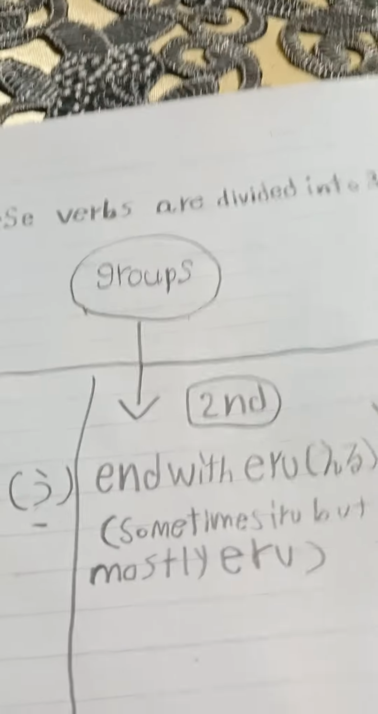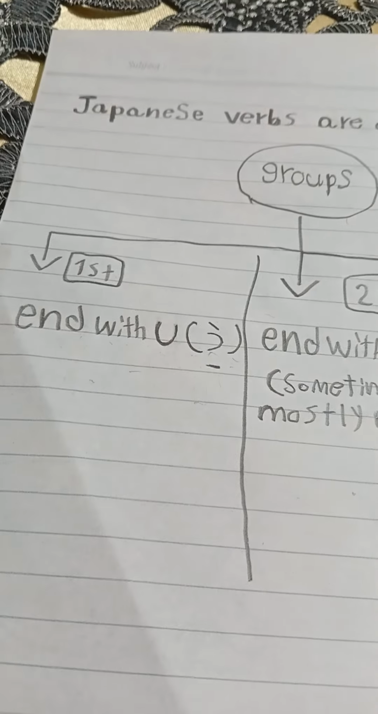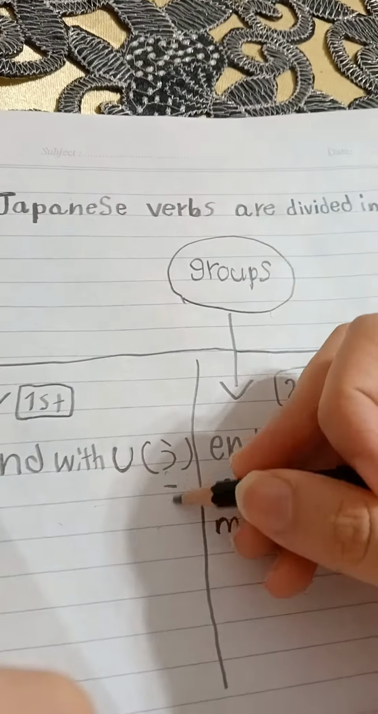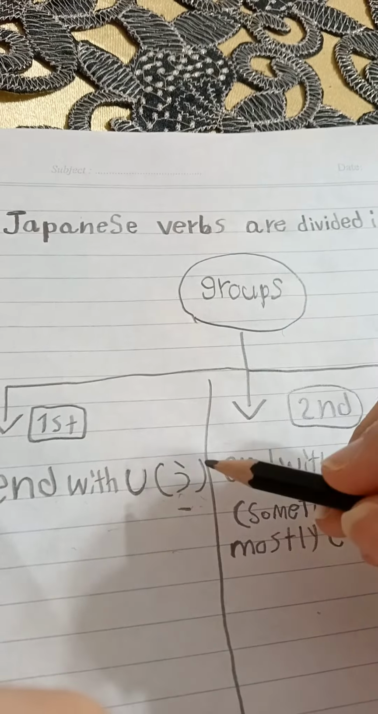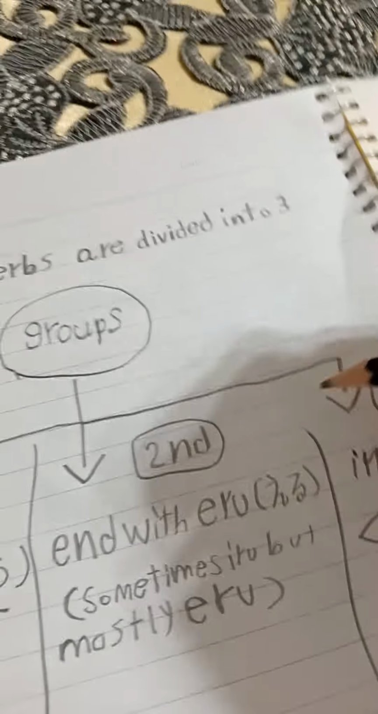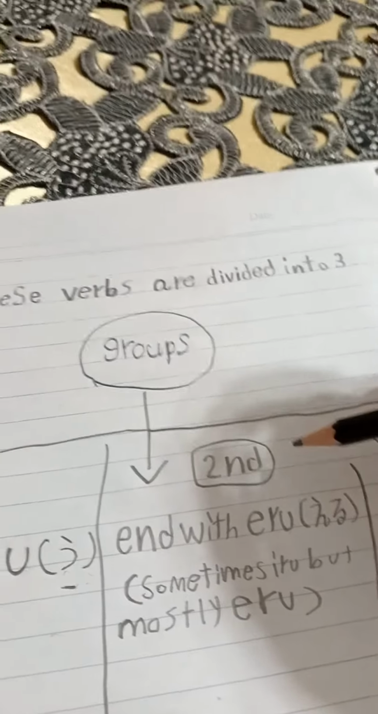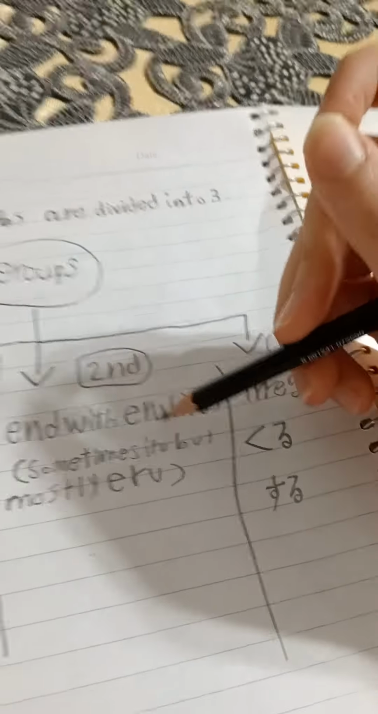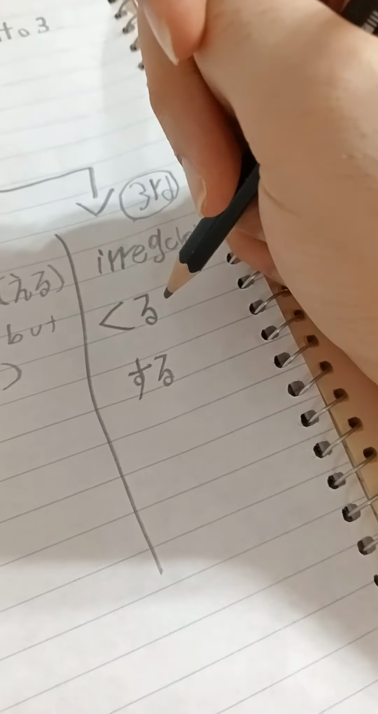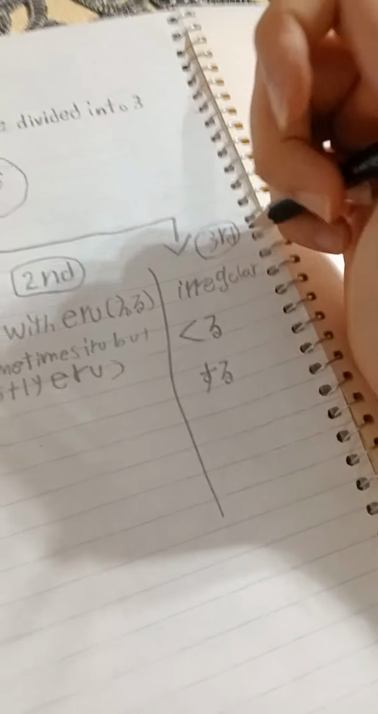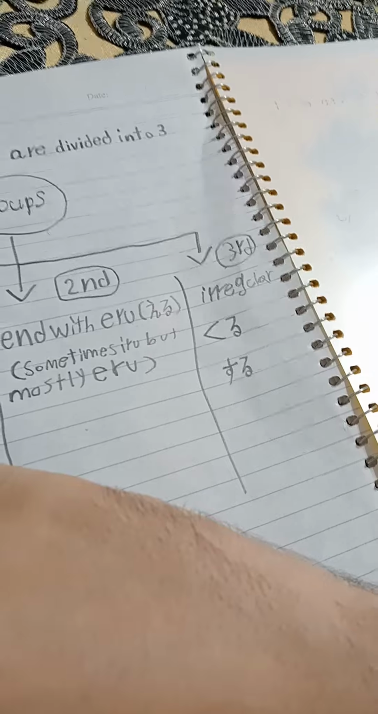Japanese verbs are divided into three groups. The first group always ends with the sound u, not the letter u specifically, like it can be ru, ku, su, or anything like that, but it doesn't have to be the letter u itself. And the second group ends with eru, sometimes iru, but mostly eru. And the third group is irregular. It ends with kuru and suru. Yes, it only has two verbs: kuru and suru.